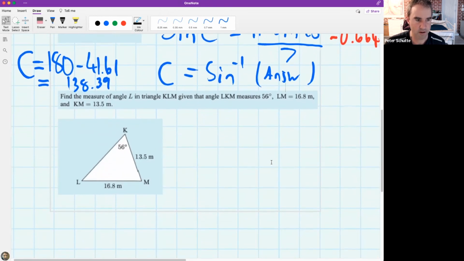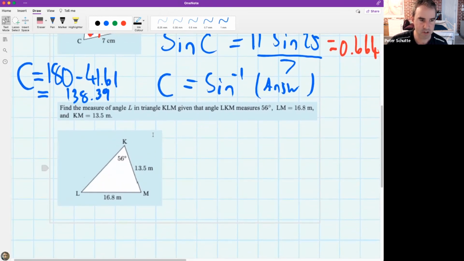Let's do one more today. And all I'm going to ask you to do in this question is work out the two possible answers that the sine gives, and then identify which of the two answers is the correct one for this. We're using the sine rule, trying to find angle L. I want you to generate two answers and then decide which of the two fit the situation.